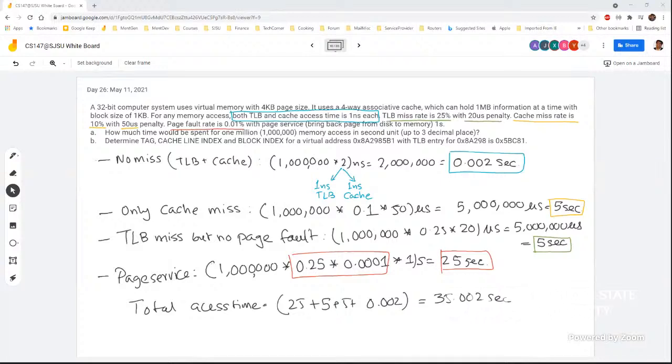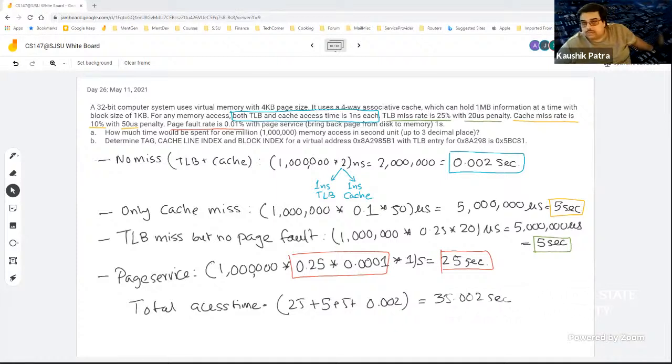So far, so good. Any question? Yeah, sorry, but what is the difference between the TLB miss rate and the page fault rate? What is the difference between the two?